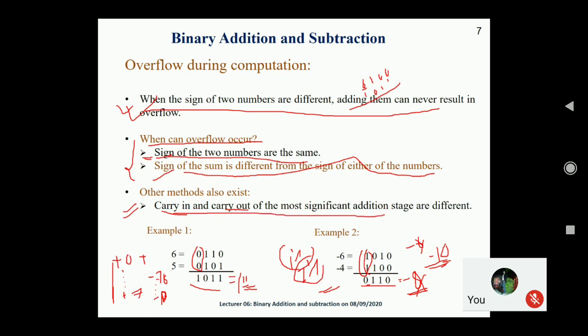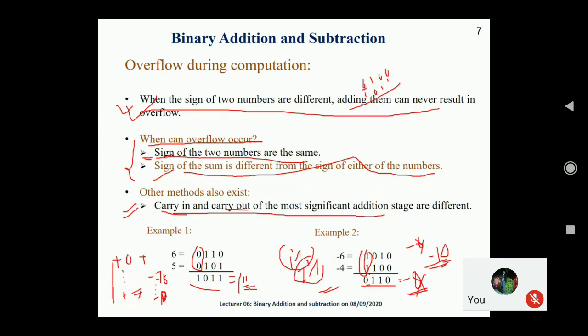And we can also check the overflow condition using carry in and carry out. See here, this one is carry in 0, plus 1 1, and 1 plus 1 is what? 1 0. 1 plus 1 is 1 and 0. So the carry in was 0, and the carry out is something different. That way also we can check whether overflow occurred or not.